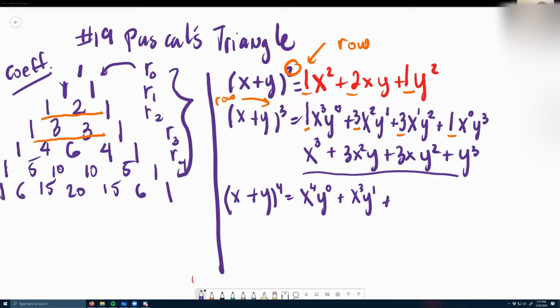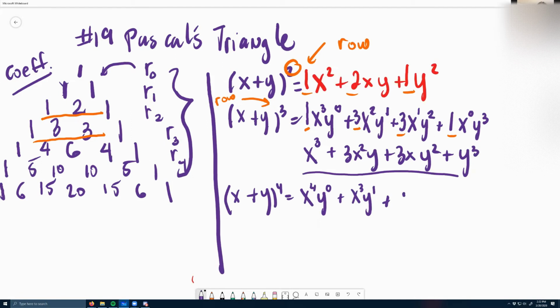Do you know what the next one is? Not really. It goes x to the 4th, x to the 3rd, and x to the second, then the y's go y to the 0, y to the 1st, y to the 2nd. Again, these have coefficients. I'm not going to fill them in yet. Okay? Thanks, buddy.